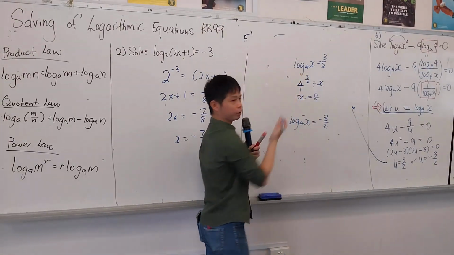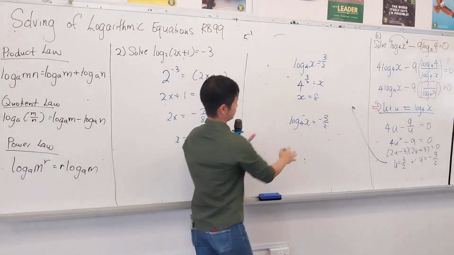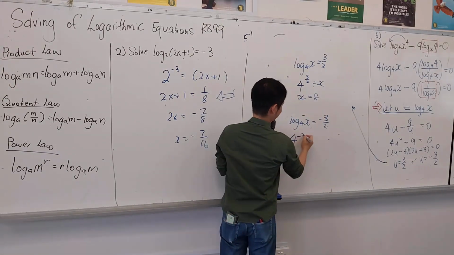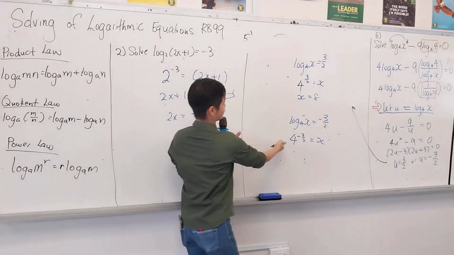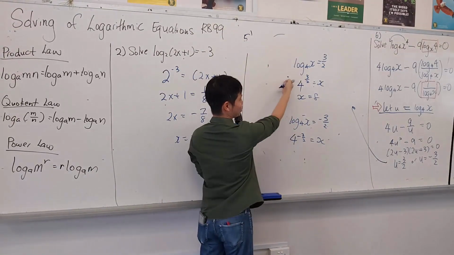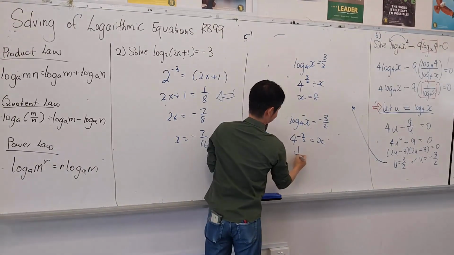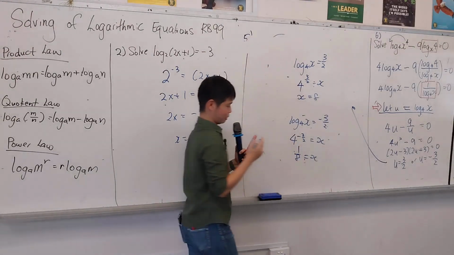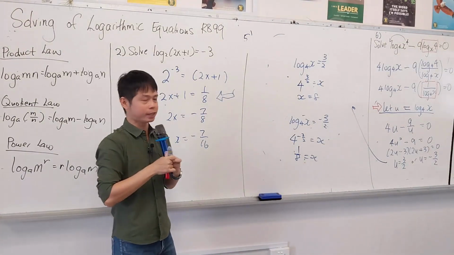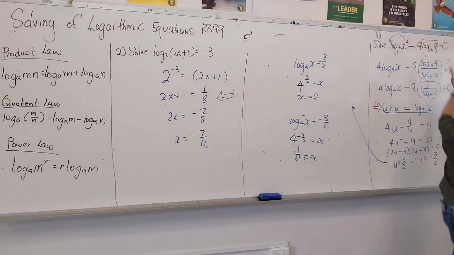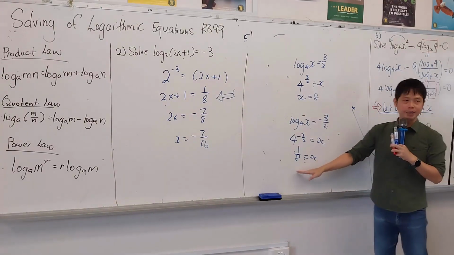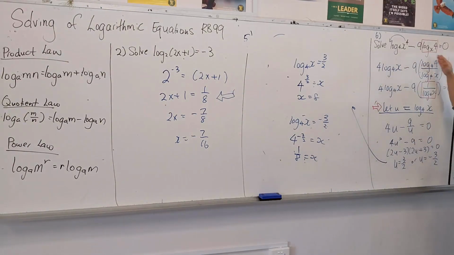Do I need to reject 3 over 2? Don't need, right? So 4 power negative 3 over 2 equals to x. You press your calculator or you can use your common sense. Answer should be 1 over 8. So now let's do a final check. If I put 8 inside here, is that okay? Okay, it's a positive number. If it's 1 over 8, if I put here, is it okay? It's still a positive number, right? Yeah, it's okay.